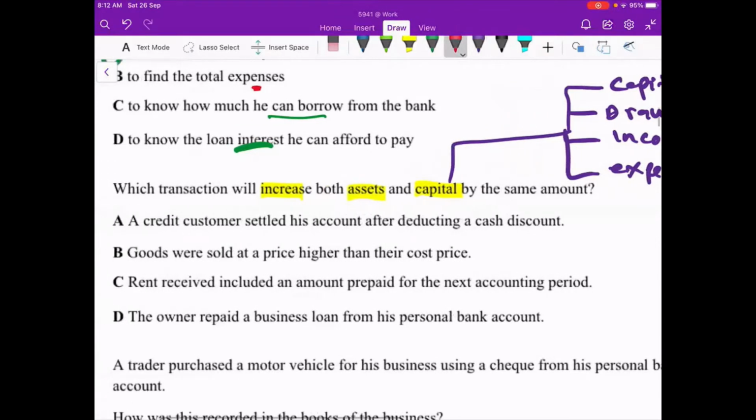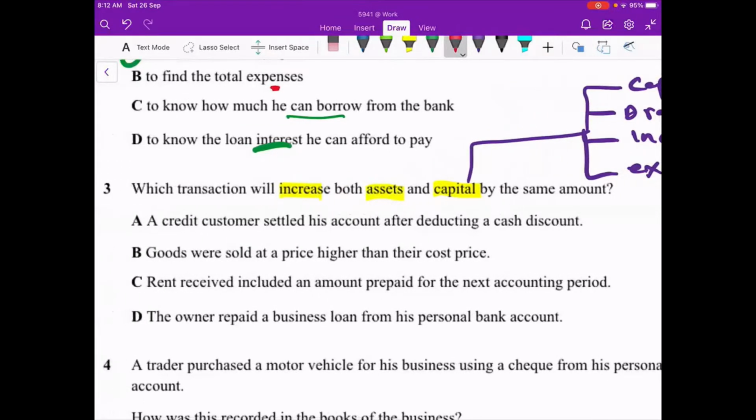We see a credit customer. A credit customer is an asset. Settled his account. Whenever he pays me, it's by cheque or bank. Bank is also my asset. After deducting cash discount. Discount is when I allow a discount, and the discount is my expense. Okay, we simply put some numbers so we will understand better.